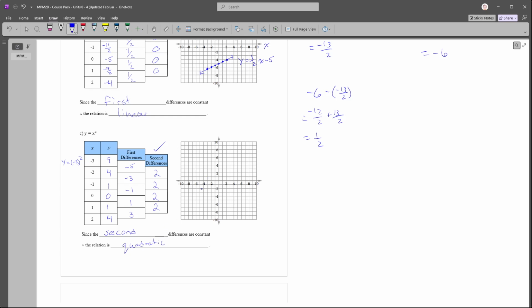Let's draw it in. Okay? So we have negative 3 all the way down at negative 9. We have negative 2 at negative 4. Okay, we have negative 1 at 1. And we have, oops. Yeah, that's right. Negative 1 at 1. 0 at 0. And then 1 at 1. Right? 1 over, 1 up.